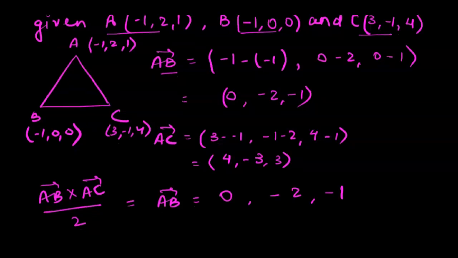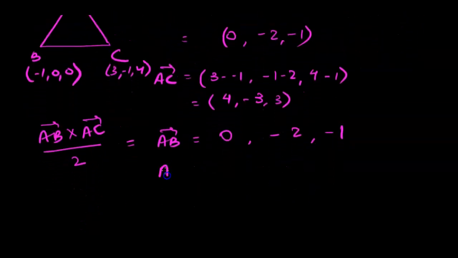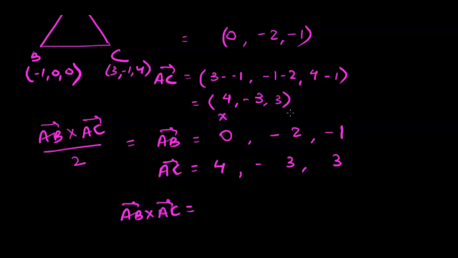So we would separate them out as x, y, and z. We are given vector AC as (4, -3, 3). We need to find out what is the cross product of vector AB and AC. This is our x, y, and z. So to find the x value, we'll use y and z. Negative 2 times 3 is negative 6. Minus negative 3 times negative 1 is a 3.